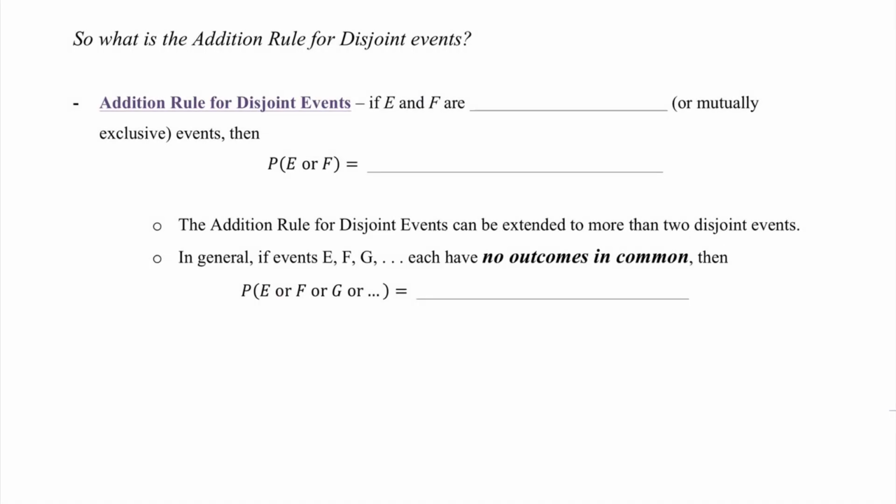Now, trying to make the connection between our examples and the probabilities that we found and the idea of the addition rule for disjoint events, we're asked, so what is the addition rule for disjoint events? That is, first of all, disjoint events mean that if E and F are disjoint, then we get to use the rule that the probability of E or F, like we just did, would be the probability of E plus the probability of F. And this is a pretty powerful aspect. It allows us to handle the probabilities individually and add them together to find the overall probability.